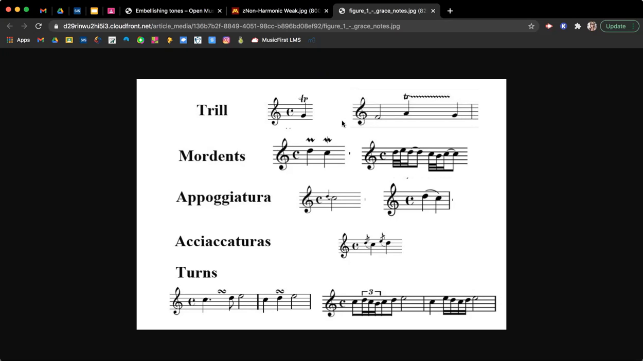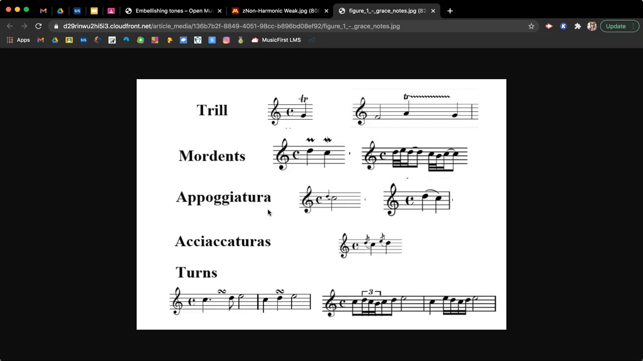The nice thing about these ornamentation symbols, even though you have to memorize what they mean, is they don't make the music more complicated to look at by cluttering it up with these little extra add-ins to make it sound fancy.